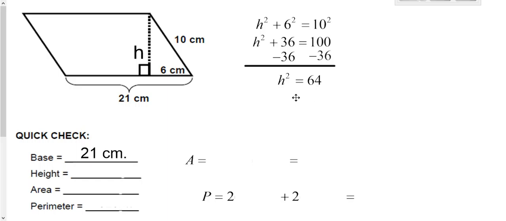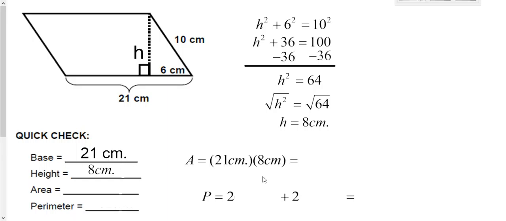And then we take the square root of both sides. That cancels out the square on the h. We get h instead of 8 squared equals 8 centimeters. So the height here is 8 centimeters. Now we're ready to go to area and perimeter. Area, base 21 times the height 8, 168 square centimeters.